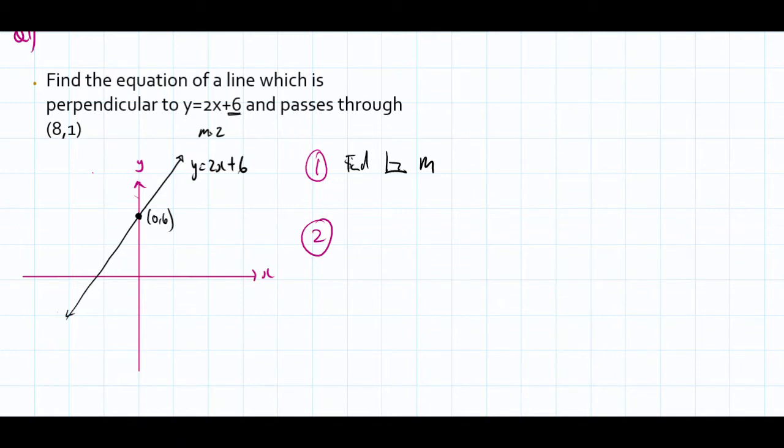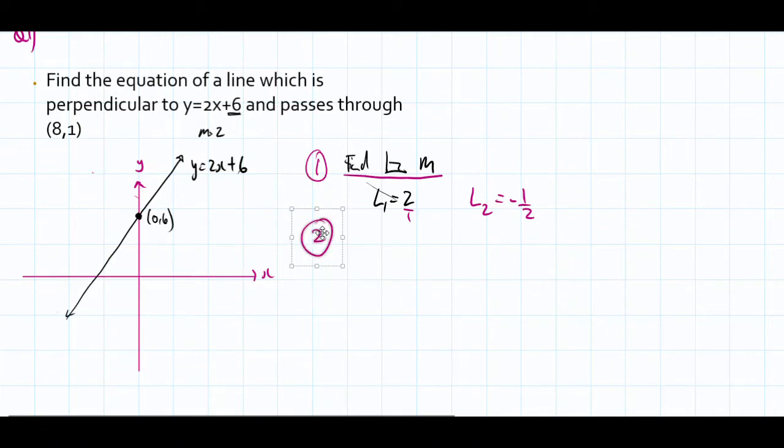So if this is my line of y equals 2x plus 6, I want to find the perpendicular gradient. Okay, so line 1 has a gradient of 2, I could write this as 2 over 1. So the gradient of line 2, which is the perpendicular gradient, is the negative reciprocal. So I flip this fraction, so it becomes 1 over 2, and I change it from being positive to negative. So the gradient of my perpendicular line is in fact minus a half.